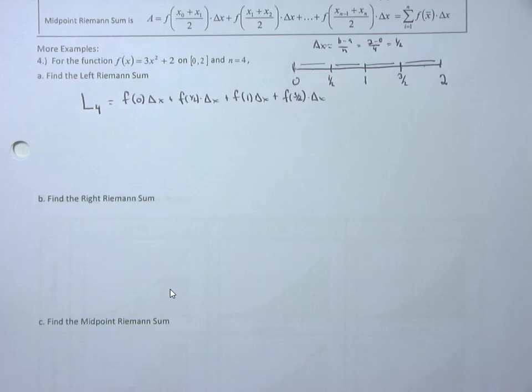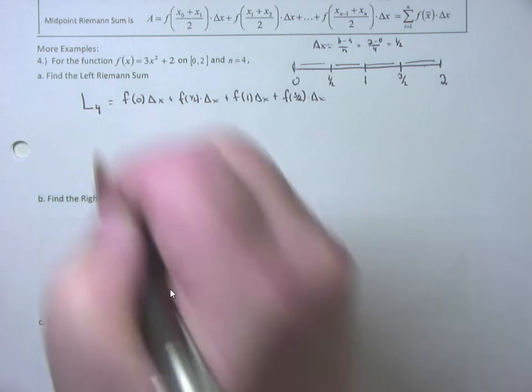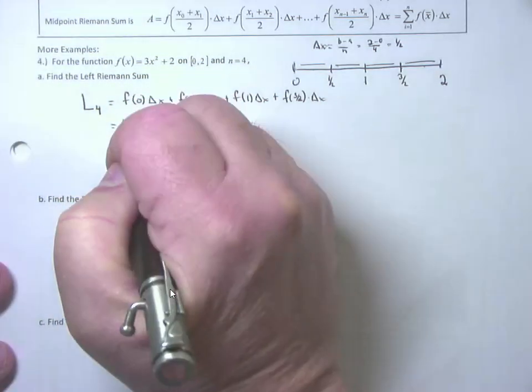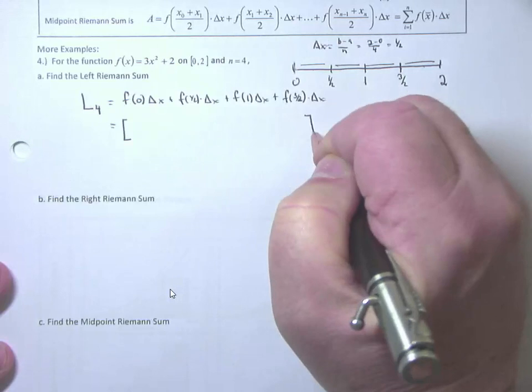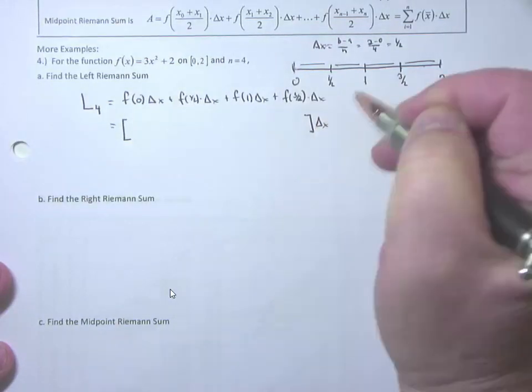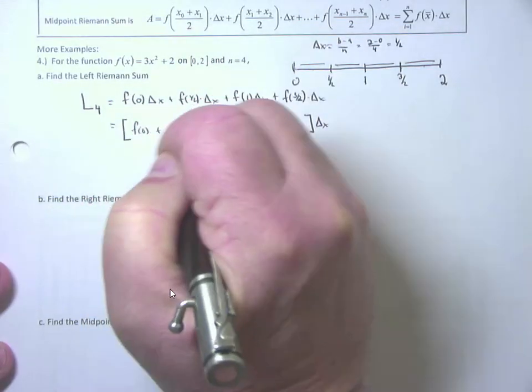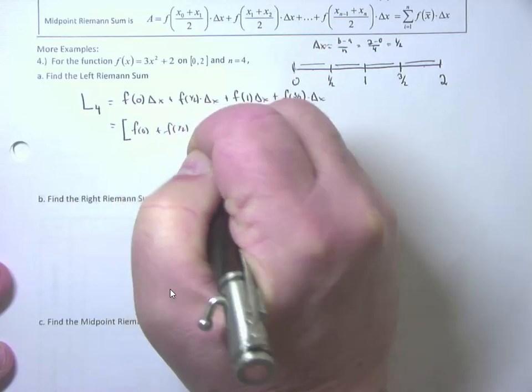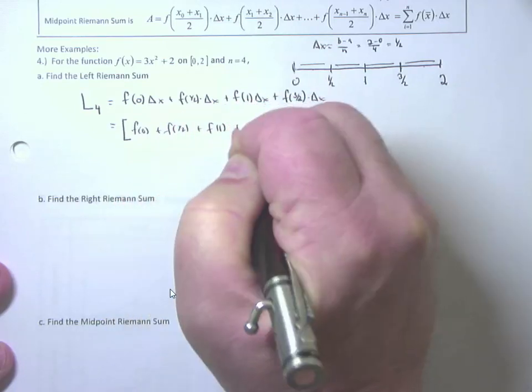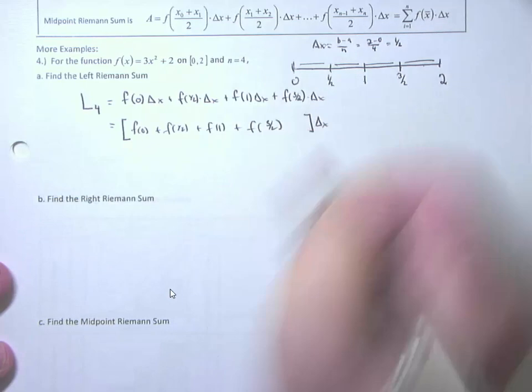Now, we're trying to make this a little bit quicker, picking up the pace. If you notice, what you've got here is a delta x in common on all of these. So this is f of 0 plus f of a half plus f of 1 plus f of 3 halves, all that times your delta x.